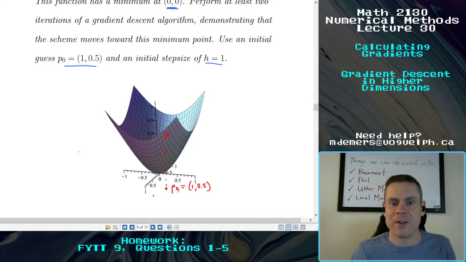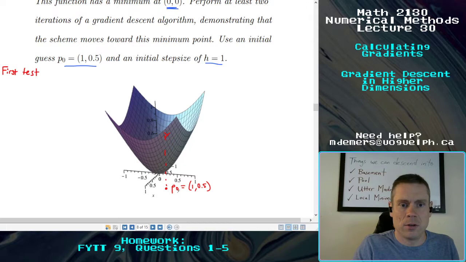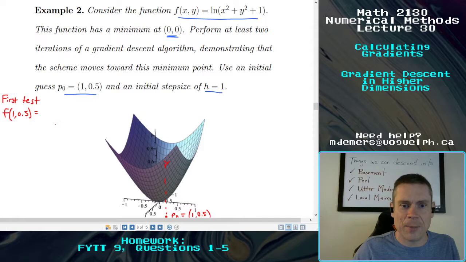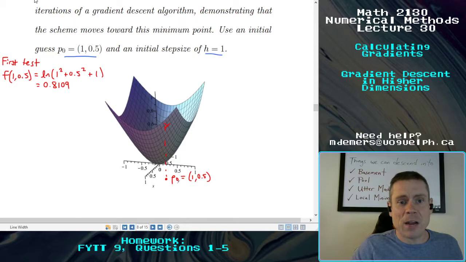So I want to figure out how high the function is there. So let's do that. First test: f of (1, 0.5). I'm going to just plug into the function, see how big that is. That's going to be the ln of 1 squared plus 0.5 squared plus 1. And if you work that out, that's ln of 2.25, I get about 0.8109. Okay, we're going to keep that in mind because whatever the next point is that I move to, I need to make sure that it's lower than that if I'm looking for a minimum point here.